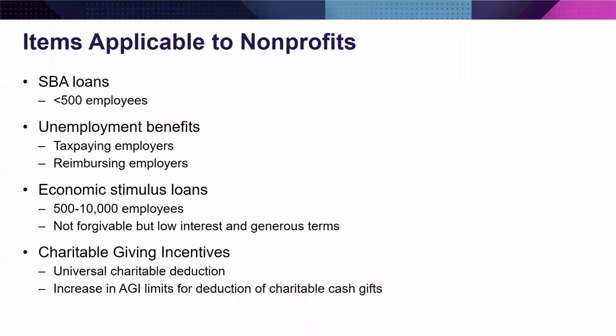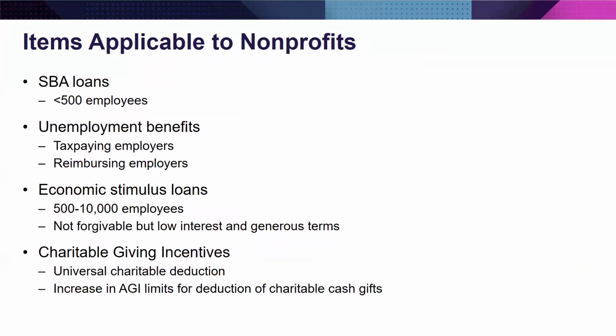A universal charitable deduction is now in effect, and it does not currently have an expiration date. For $300, it is deductible whether you itemize or not. So for all of us as donors, we can take that deduction for $300, and it's something that charities can use to help encourage people to continue to support them through this time.